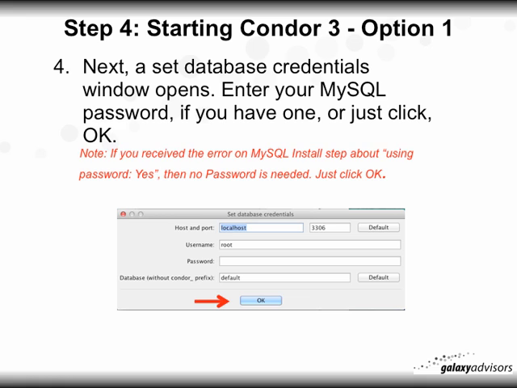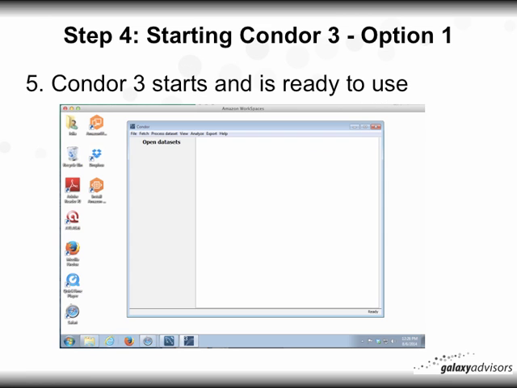In step 4, a database credential window opens. Enter your MySQL password if you created one, or just click OK. If you got an error regarding the MySQL install step using password yes, then no password is needed, just click OK. At this point, if you did create a MySQL password, this is where you put it in and click OK. In step 5, Condor starts and is ready to use. So that explains the first option of starting Condor by clicking on the Condor jar.